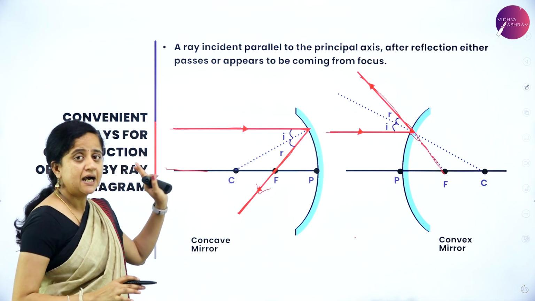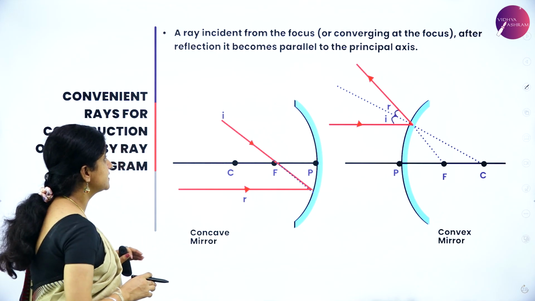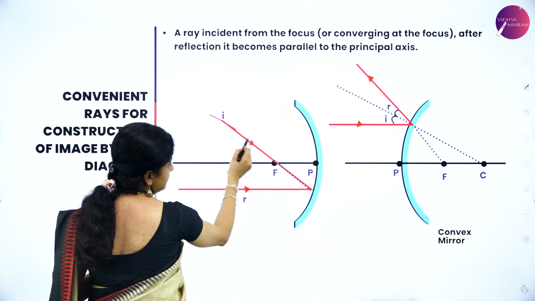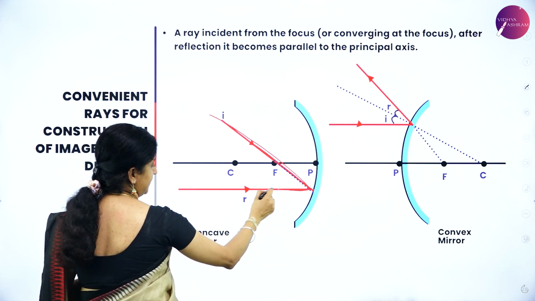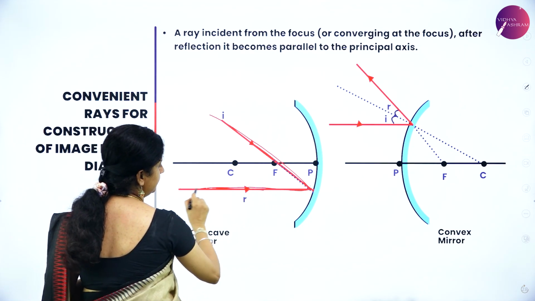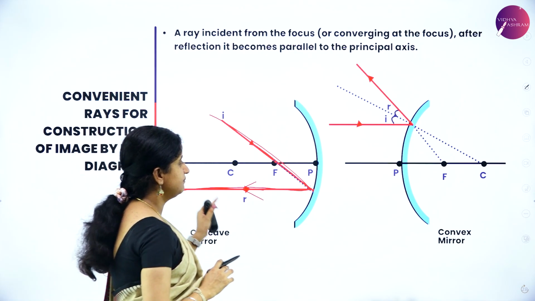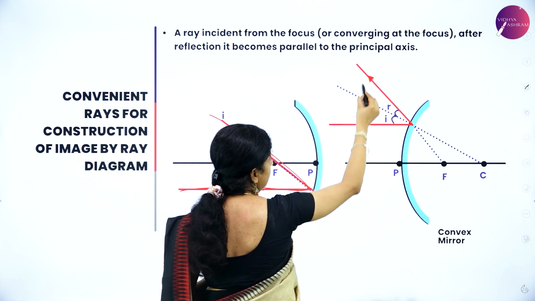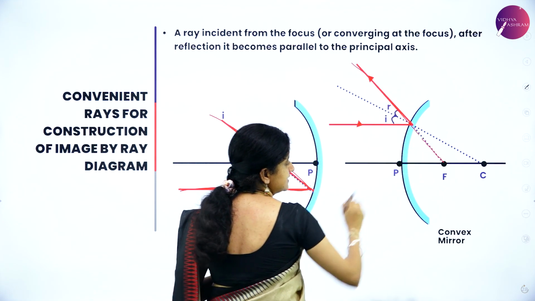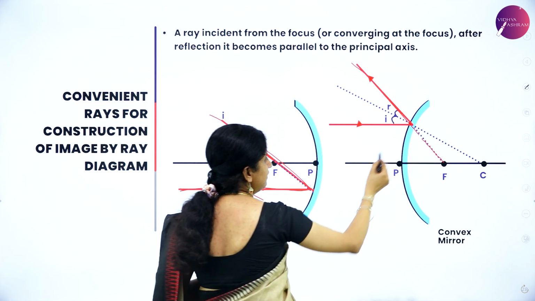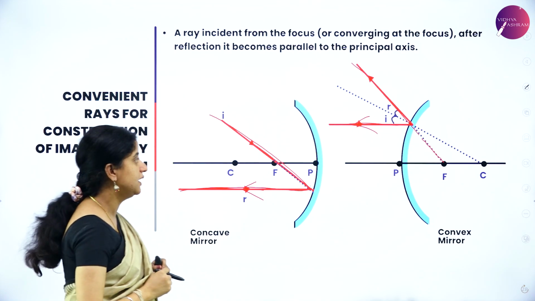So this is another convenient ray. The next one is a ray which is incident from the focus. This is the incident ray which is going from the focus. After reflection, the reflected ray will be parallel to the principal axis. So this is the reflected ray. The same thing in the case of a convex mirror. Now this is my incident radiation which appears to be incident through the focus. After reflection, it will be parallel to the principal axis.